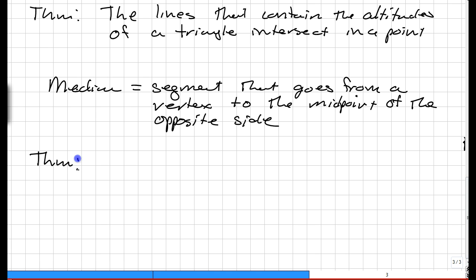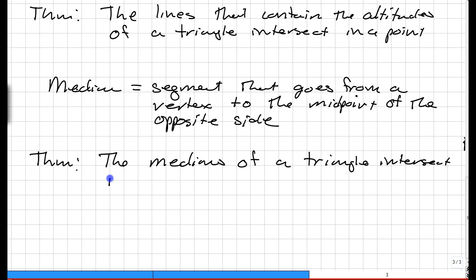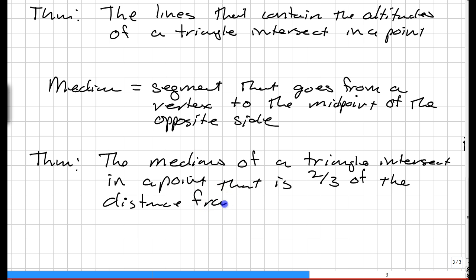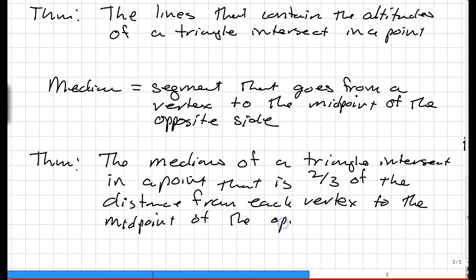And the theorem says this about the medians. It says the medians of a triangle intersect in a point that is 2/3 of the distance from each vertex to the midpoint of the opposite side. Okay.